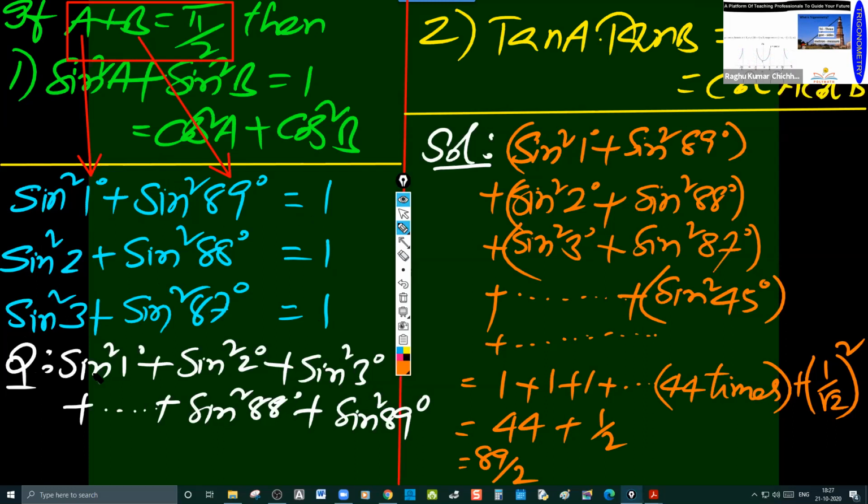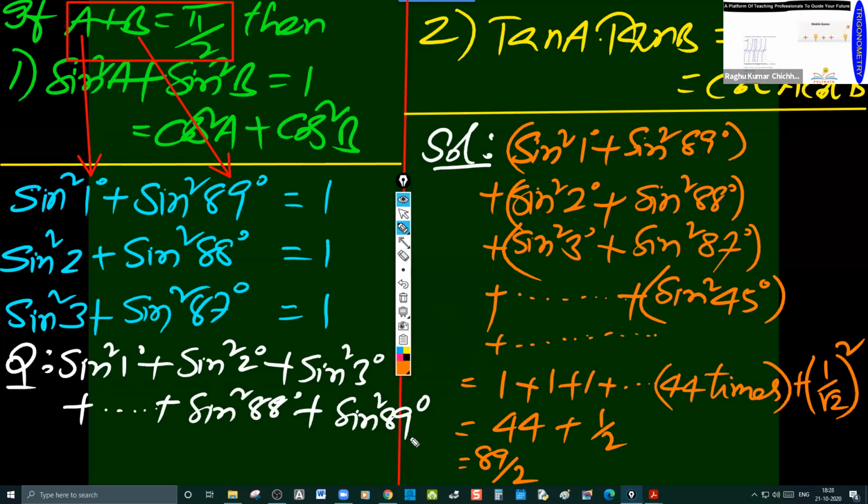And I found a question on this one, just for you to brainstorm here. It is a series starting from sine square 1 and ending at sine square 89. Then you must have this idea that there are 89 terms here, and I started pairing them. Sine square 1 plus sine square 89. Why should we pair them? Because 1 plus 89 is 90, 2 plus 88 is 90, and 3 plus 87 is 90. The advantage is if a plus b is 90, each pair becomes 1. That is the reason why I paired them.